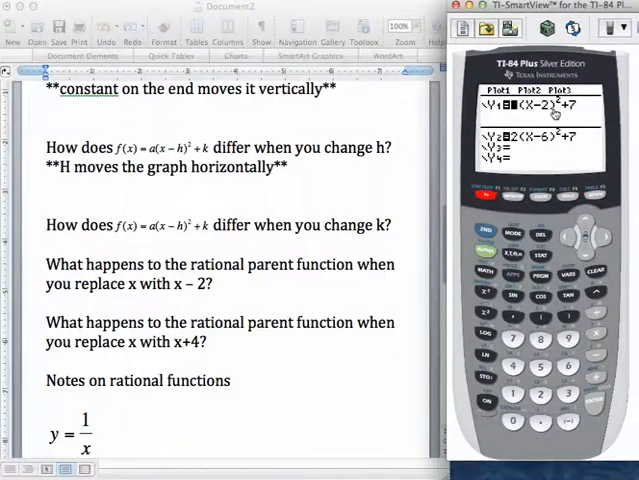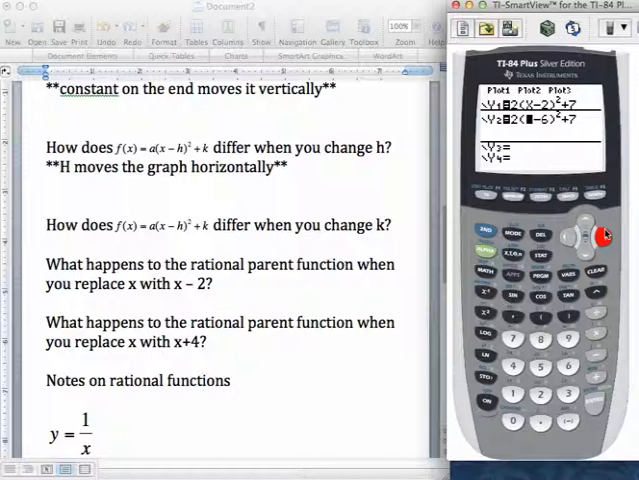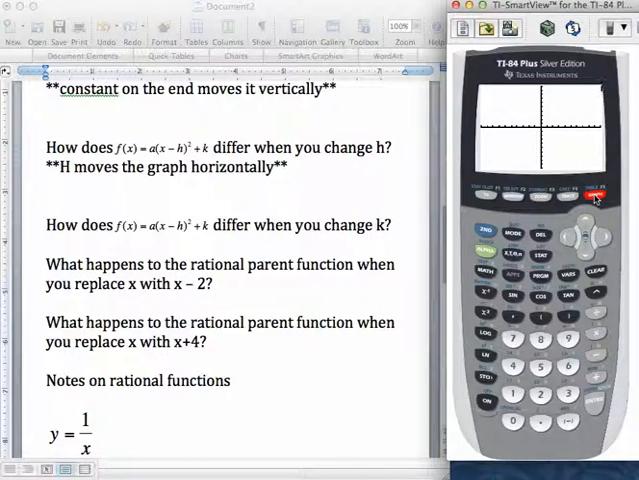So let's go ahead and I'll keep the top one the same. I'll keep H the same, so I'll make that a 2. But instead of plus 7, I'll go ahead and put plus 1. So I'm going to change K and see what happens. And go to graph. So yet again, this is me doing it without knowing any rules. I'm just plugging in numbers and seeing what happens. I'm reasoning my way through these problems.